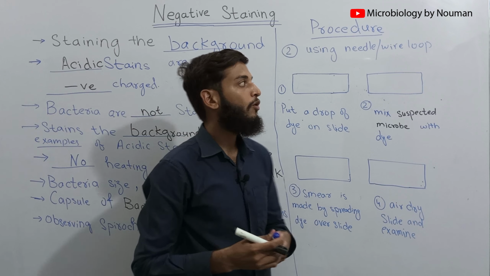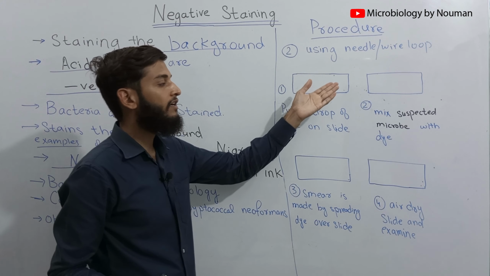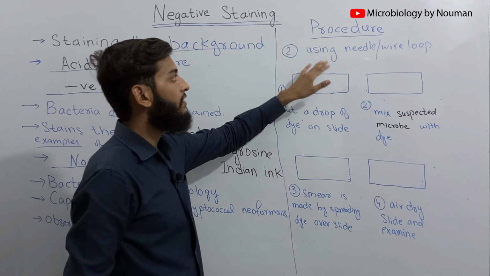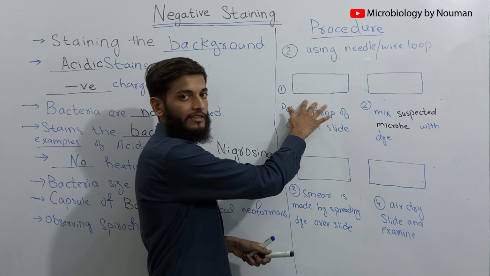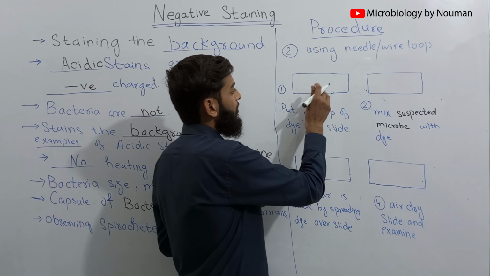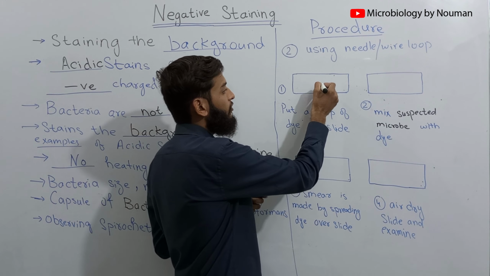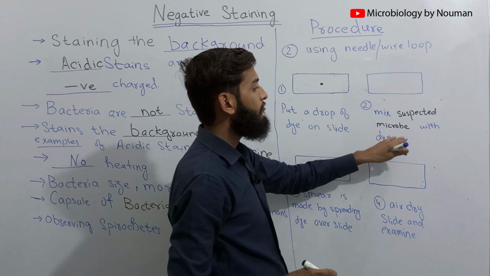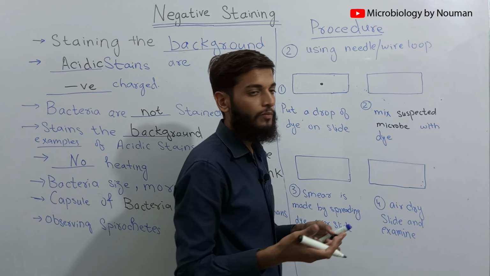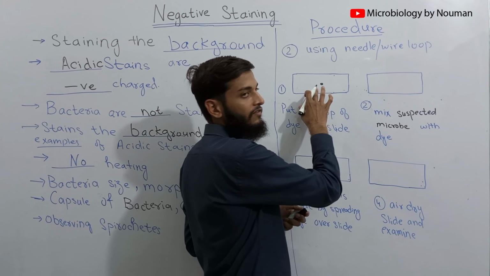Now, talking about the second method for performing negative staining, using a wire loop or inoculating needle. In this method, we'll take a clean glass slide. Near the center of the slide, we'll put a drop of Indian ink or nigrosine. Then we'll pick our suspected microbe and mix it with the dye.